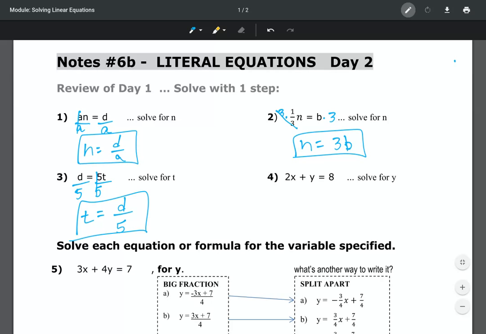Number 4, we're going to solve for y. So remember, I showed you a couple ways. One way is taking this and moving it over to the other side. And anytime you move something from one side of the equation to the other, it changes sign. So basically, this would look like 8 minus 2x.